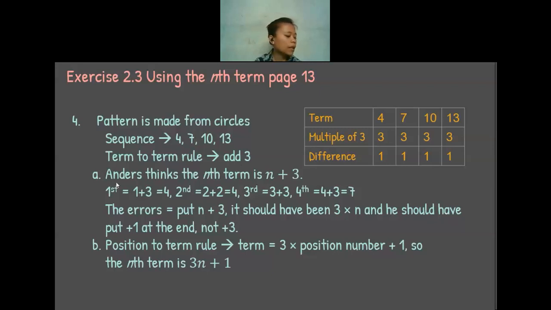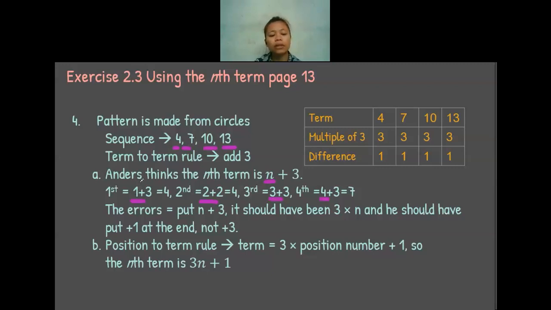And then here, Anders thinks that the n-th term for the sequence of the squares is n plus 3. To check if his n-th term is correct or not, we can just replace the letter n with the numbers 1 until 4. But usually 3 examples are already enough. Because to do the checking, we already have the first, second, third, and also fourth terms. But usually you can just check until the third term.